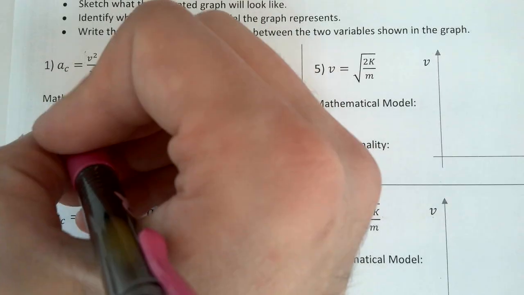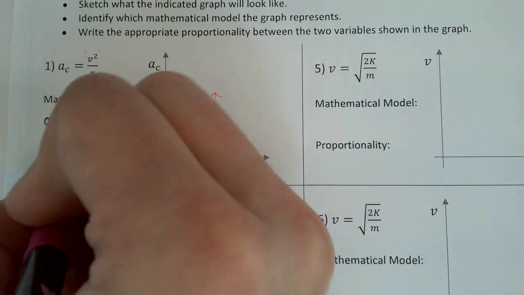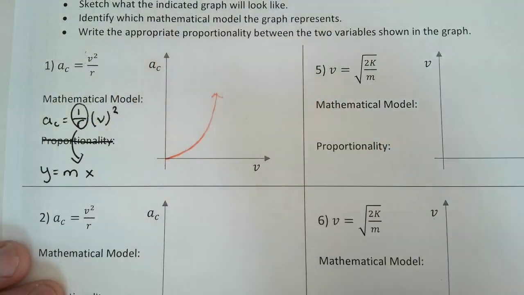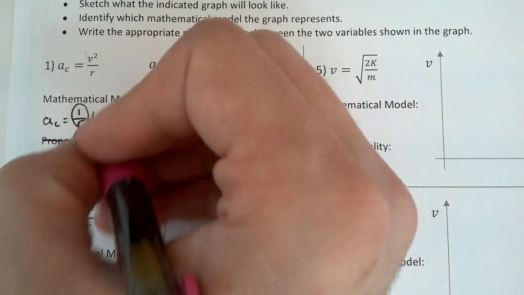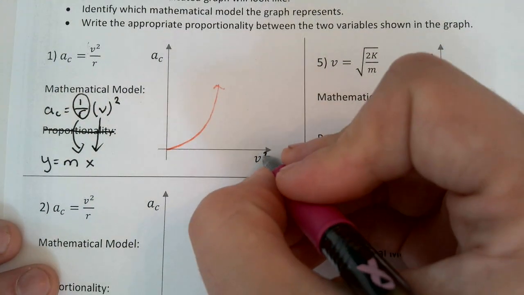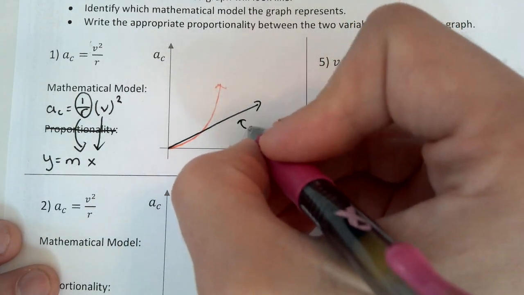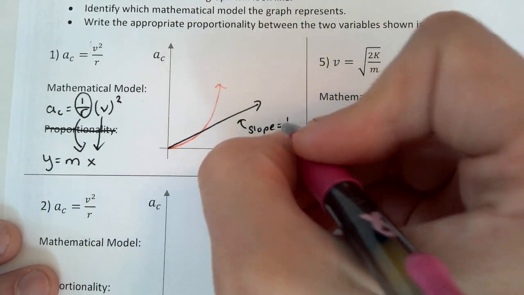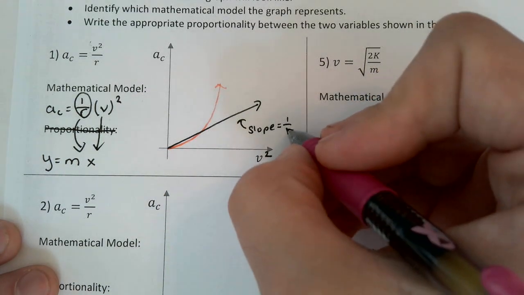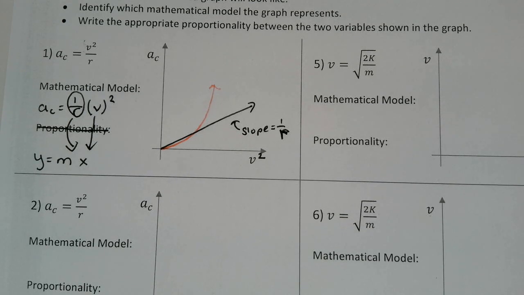Now, I can look at this, and I can make this my slope because it's y is equal to mx. So if 1 over r is my slope, then I would need the x to be not just a v, but a v squared. And if I did v squared, then I would have a line. And the slope of that line would equal 1 over r. And I could solve for the slope, and then I could set that slope equal to 1 over r to figure out what the radius is going to be of the circle. Okay? So, let's try another one.